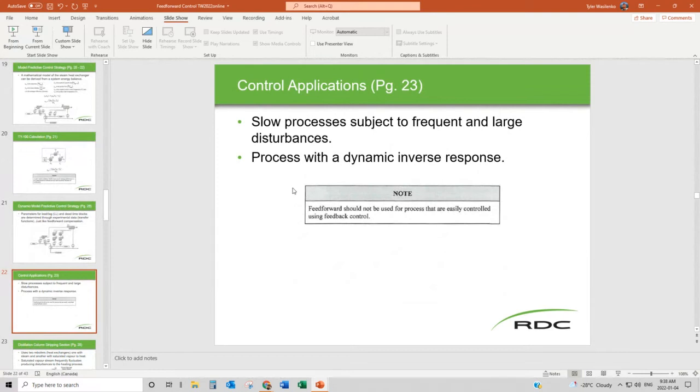Okay, where do we use feedforward control? Just like cascade control, we tend to use these on slow processes, which are subject to frequent large disturbances, such as temperature changes or large level changes, levels with large capacities, and processes with a dynamic inverse response. Does anybody out there remember what example was given for a process with a dynamic inverse response?